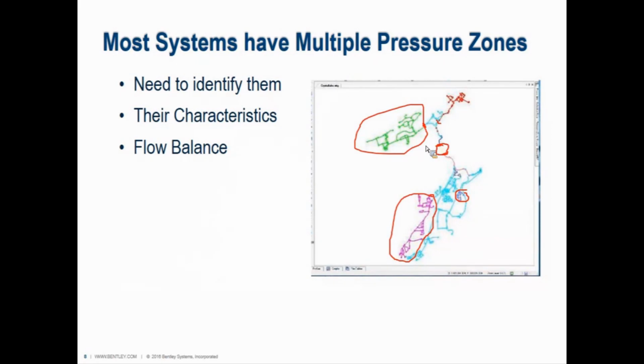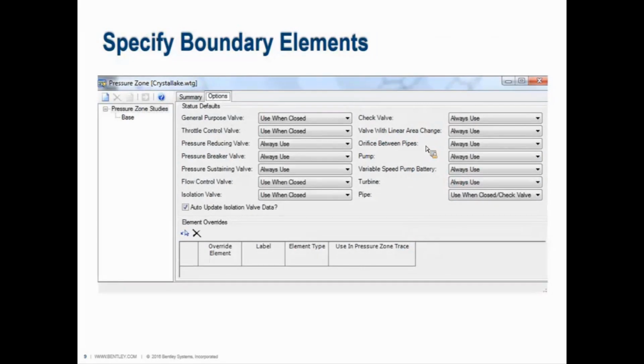And then you can also look at the characteristics. This is probably of importance: do a flow balance, and for all of the pressure zones that are there, you would know how much flow went through one of these pressure zones. Now to set this up, you would go to the Pressure Zone Manager and tell the model which elements you want to be considered as pressure zone elements, the boundary conditions. So you'd specify those. The defaults are usually correct, but you can override them and change the elements as you need. Always use, don't use kind of thing.